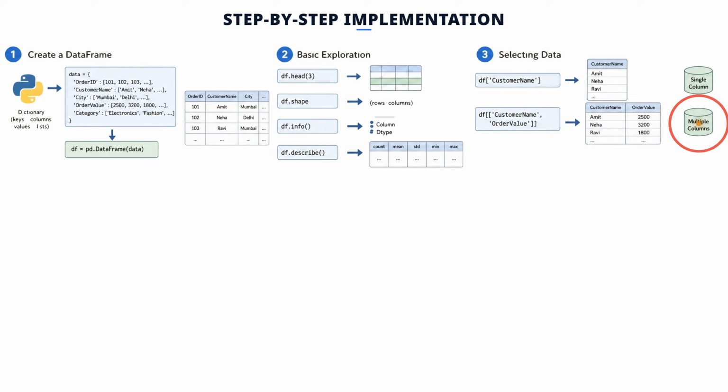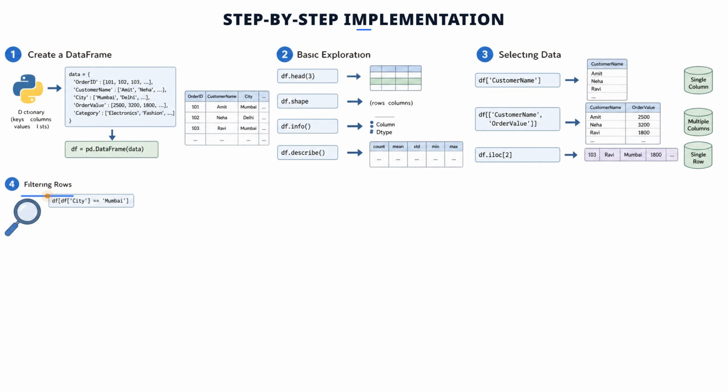Sometimes you just want a specific row based on its position. In that case, iloc[2] reaches in and retrieves exactly the third row. But what if you only want rows that meet a certain condition? That's where filtering rows acts like a search engine. The syntax df[df.city == 'Mumbai'] instructs Pandas to filter the table and keep only the rows matching Mumbai.